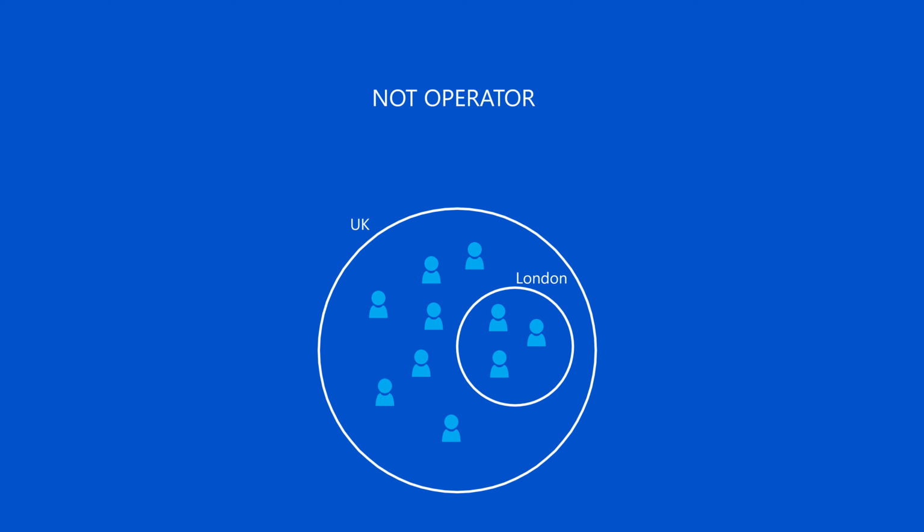The last operator is NOT. This will include results that contain the first term and exclude results that contain the second term. This is useful for reducing unnecessary results. For example, if you're doing research and want to know everything about the UK but not in London, UK NOT London will include all the results containing UK but exclude all the results having the term London.